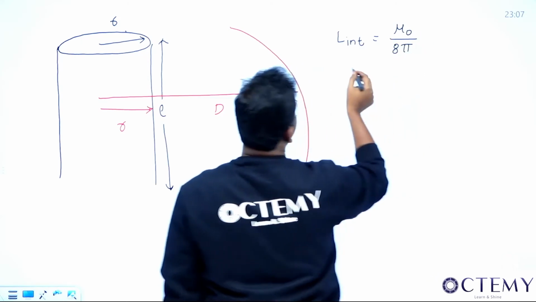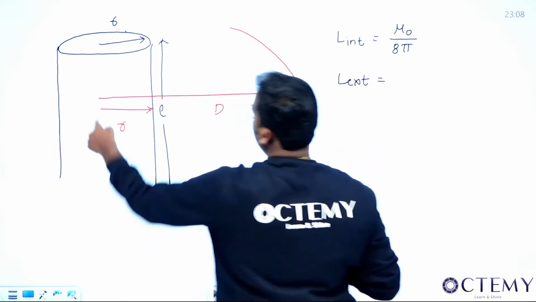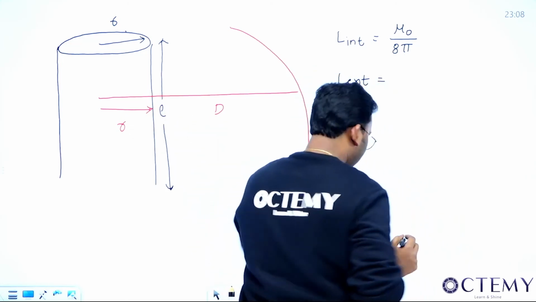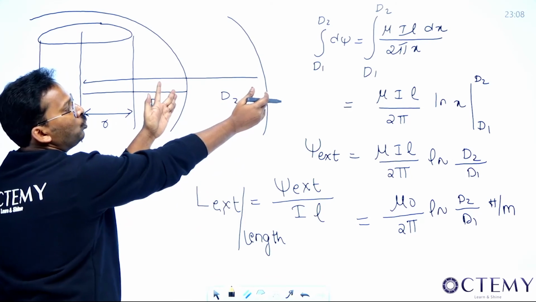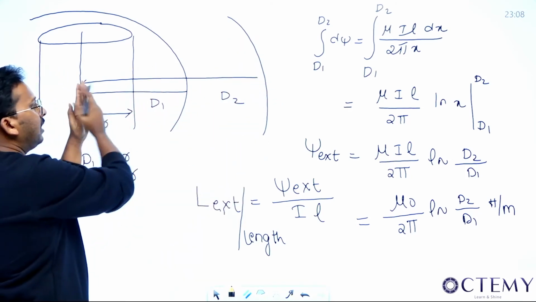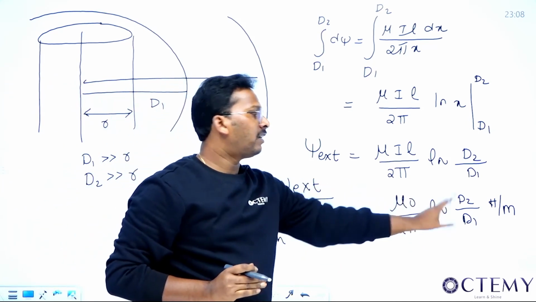And what is L external, sir? L external is basically the longer distance by smaller distance. Always remember this as a shortcut. Whenever you want to find flux linkage between two bands like this, that is at a longer distance and a shorter distance, that is mu naught by 2 pi ln, longer distance divided by shorter distance.